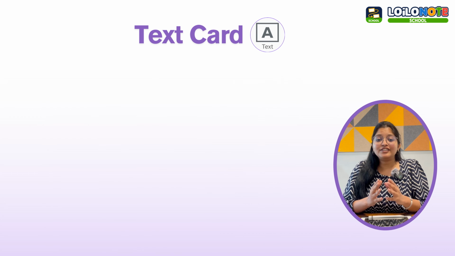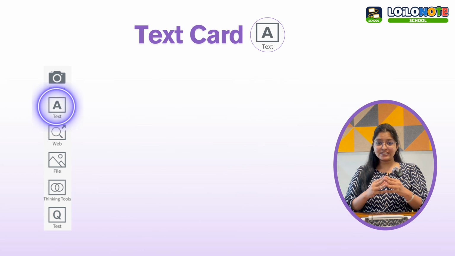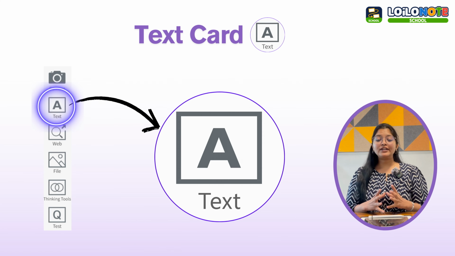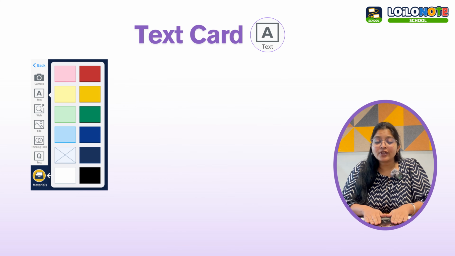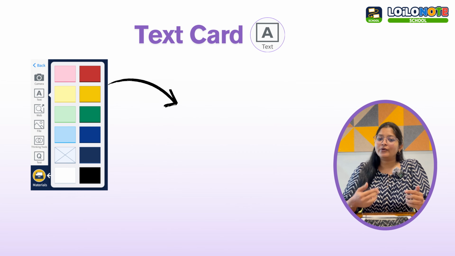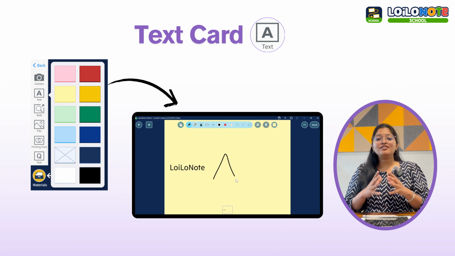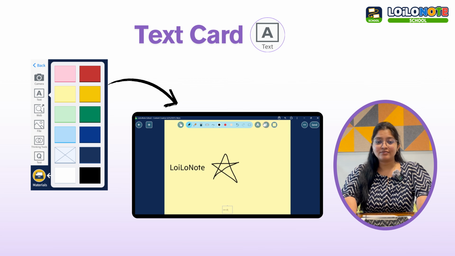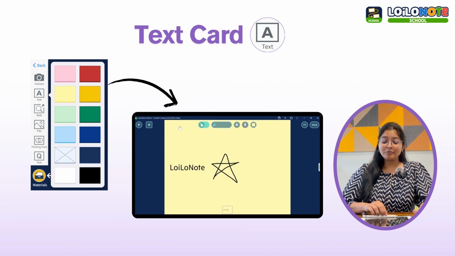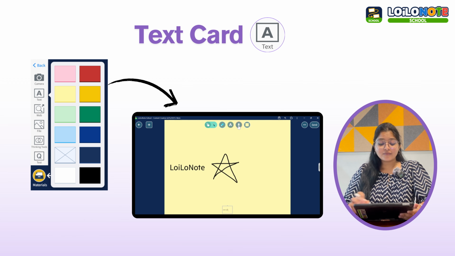The second is the text card. We have the text card, your go-to tool for written content. Click here and you can type any text you need. You can annotate over your text, change the formatting, and there's a built-in audio feature as well. So let me demonstrate it for you.